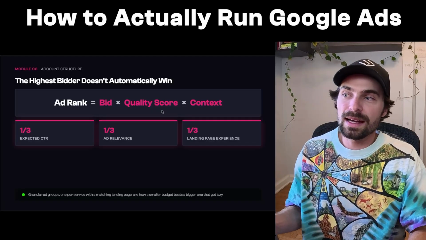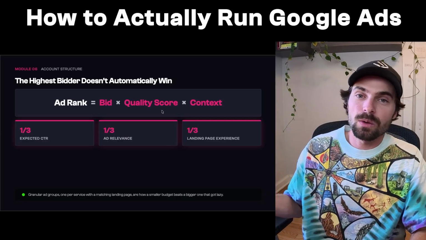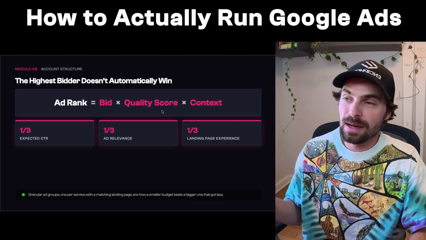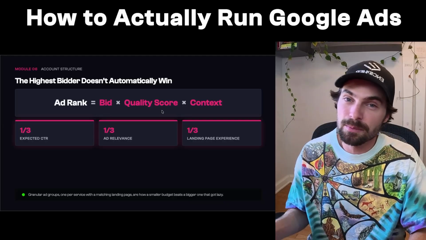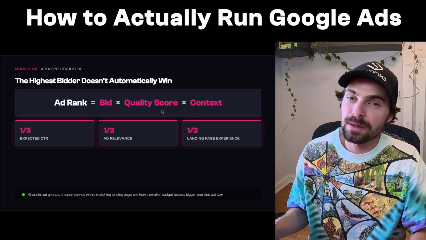And that is how you can win in an auction, by having a good quality score and maybe a lower bid than some of your competitors, because people and brands and companies that spend a lot of money on Google Ads, sometimes they get a bit lazy and they don't care about quality score as much because they have a bigger bid.